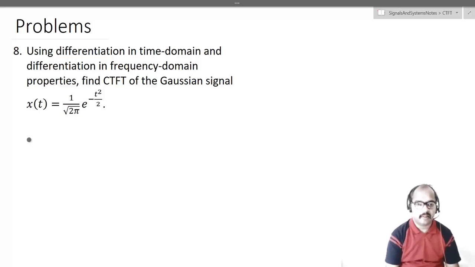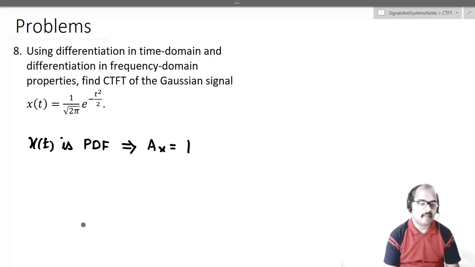So this actually is a PDF. So x of t is a probability density function. And hence, what does it mean? This fellow's area is equal to 1. So let us keep that in mind. We will use this later. I just wanted to hint to you that this fellow's area is equal to 1.